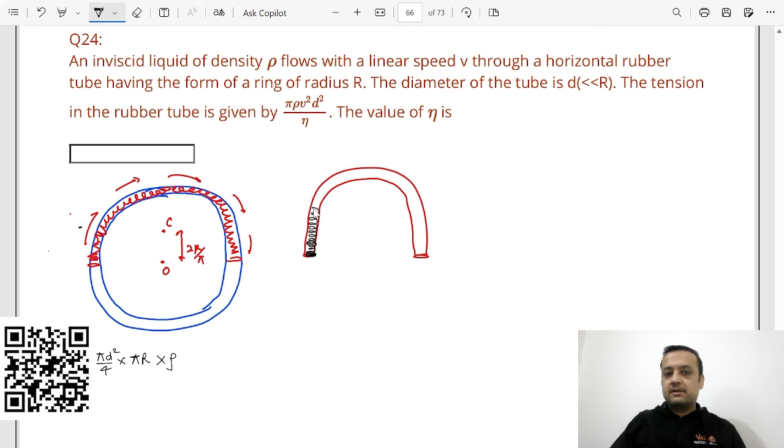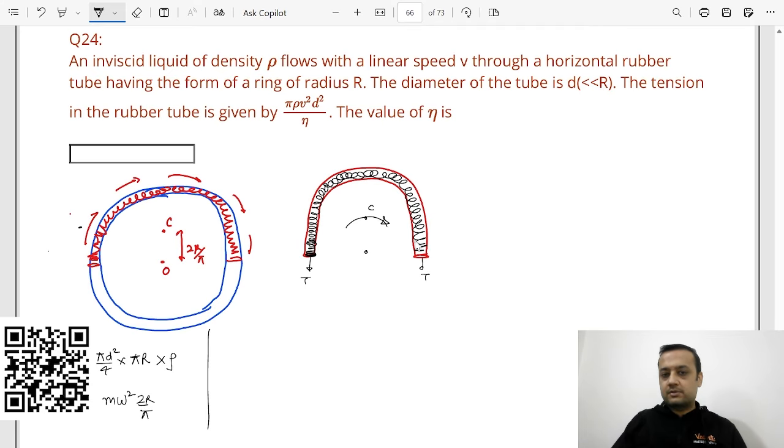And if you think carefully, this entire liquid is moving in a semicircle of radius 2r by pi. Okay, if I write the force equation, net force on this is 2t, the external force in the y-axis, which is equal to mass into acceleration of center of mass. So the center of mass will be moving in a circular motion of radius 2r by pi. So m omega square into 2r by pi. Basically net external force is mass into acceleration of center of mass.